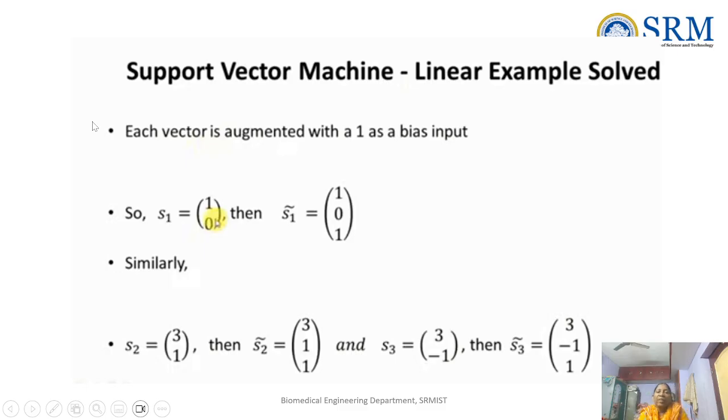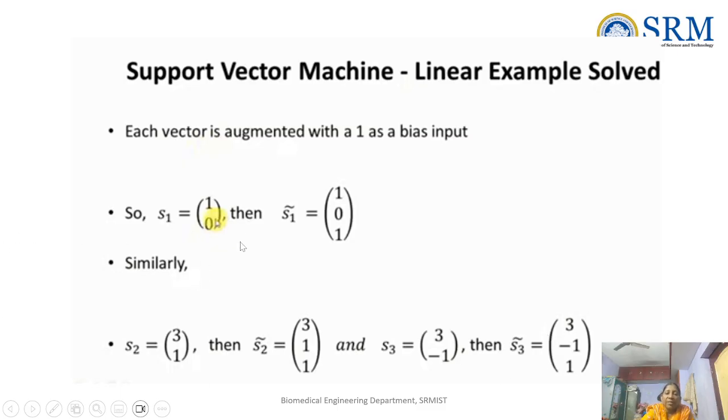Now with the support vectors, we need to augment a bias input of 1. If you see S1, we have 1 and 0. Now S1 bar, the augmented version, is (1, 0, 1). That means the bias input is added at the end. Similarly, for S2 it is (3, 1) and the bias input 1 is added, and we call it (3, 1, 1), S2 bar. And S3 is (3, -1). The bias input is added here, so we call it (3, -1, 1), S3 bar.